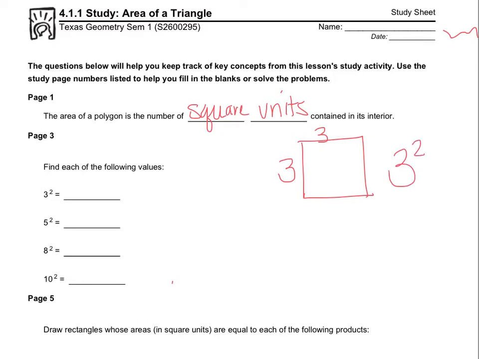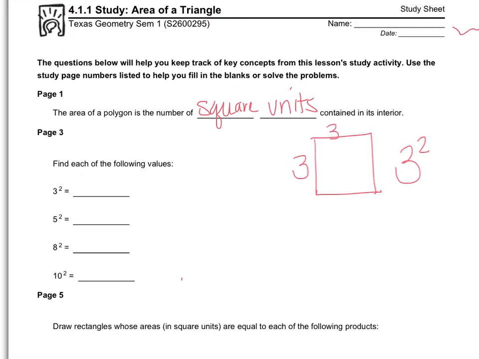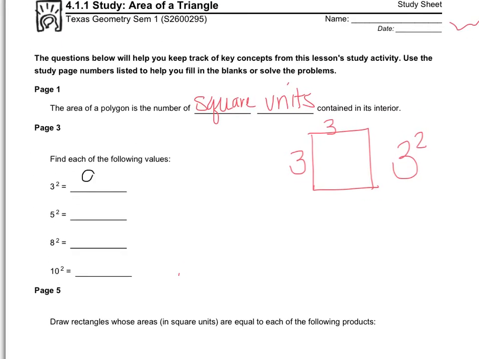So we're going to be dealing with a little bit of exponents, not a lot. And so just going over exponents here, we have 3 squared, which is 9. 5 squared is 25. 8 squared is 64. And 10 squared is 100.